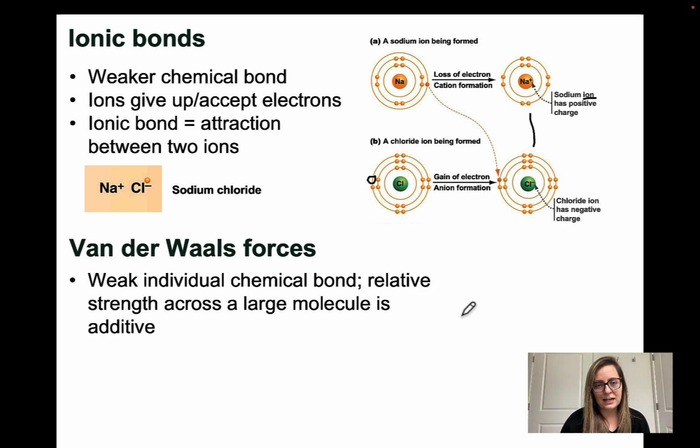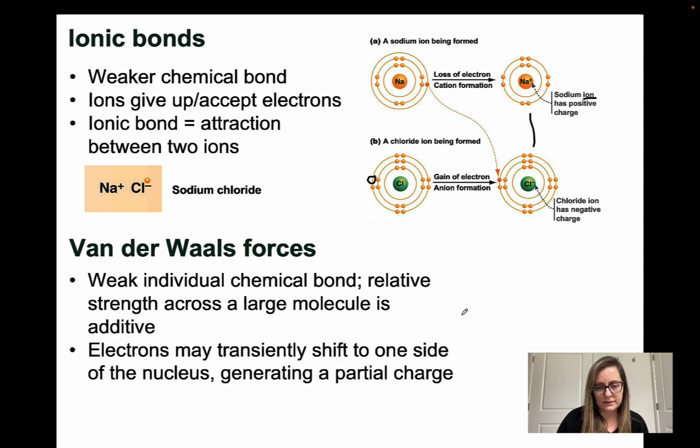The last type of bond I'm going to talk about for this lecture are called van der Waals forces. These are really interesting chemical bonds. They're talked about a little bit later in the textbook, but these are weak individual chemical bonds, but across the whole surface of a large molecule, their surface strength is quite strong because it's additive. So what is a van der Waals force?